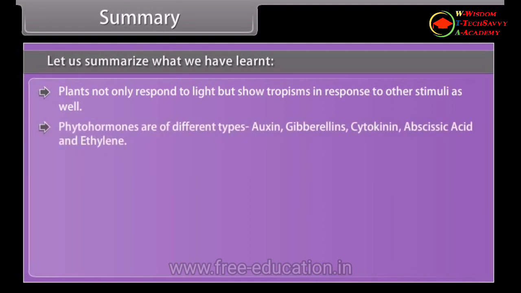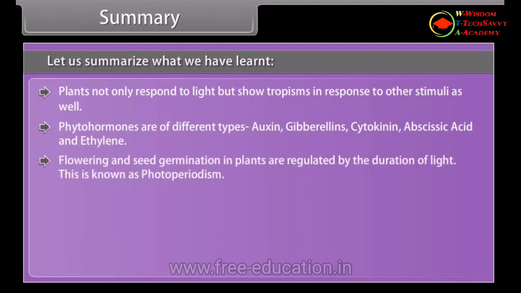Phytohormones are of different types: auxin, gibberellins, cytokinin, abscisic acid, and ethylene. Flowering and seed germination in plants are regulated by the duration of light. This is known as photoperiodism.